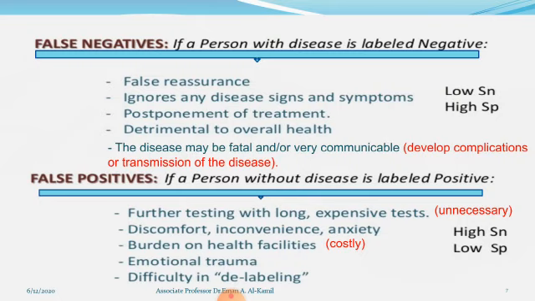It is also sometimes difficult to delabel. When you label an individual and tell him that he has a disease, it is difficult to take this idea from him and tell him that no, he has no disease. So this is very important in screening. The false negatives come from tests with low sensitivity but high specificity, while the false positives come from high sensitivity and low specificity.